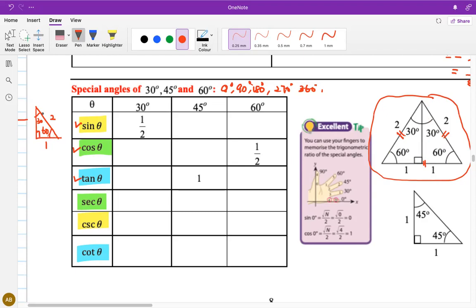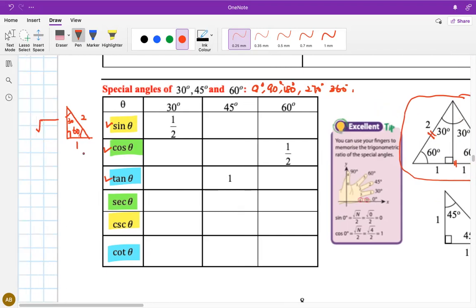And then the hypotenuse, the longest slanting side, is 2 units, and this short one is 1 unit. The unknown side here we can find by using Pythagoras theorem, that is 2 squared minus 1 squared. So you get the square root of 3.